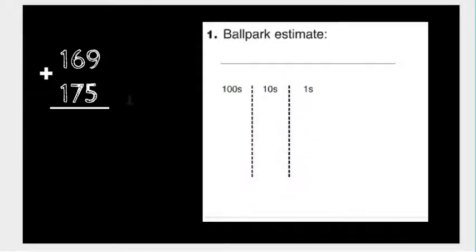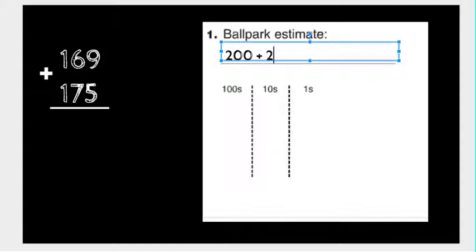All right, let's take a look at another one. 169 plus 175. If we were to do our ballpark estimate, we would say, I'm going to say 200 plus 200 is 400. So our answer, once again, should be somewhere around 400.